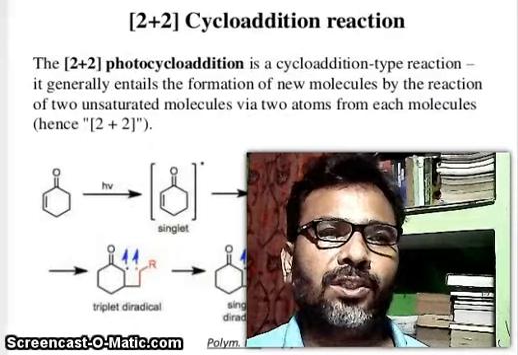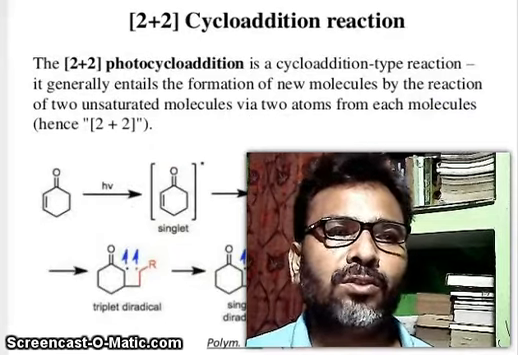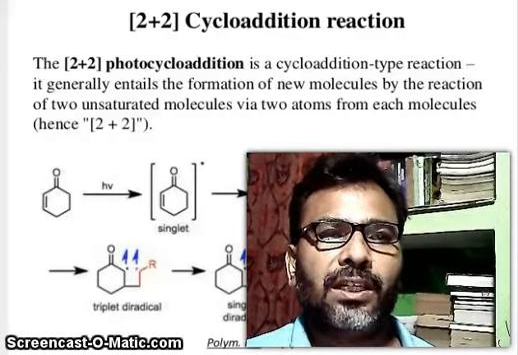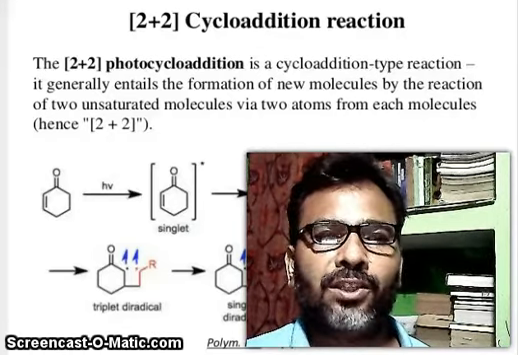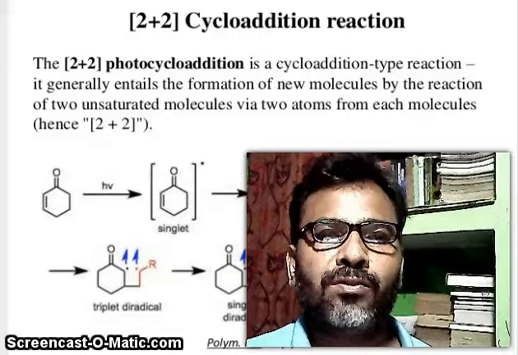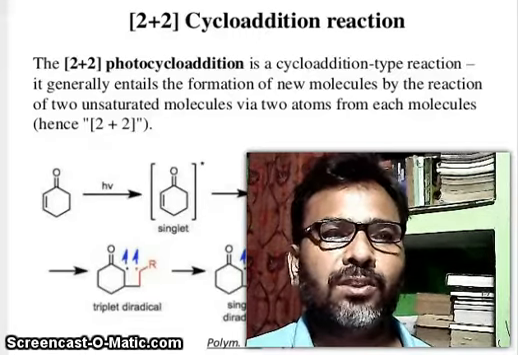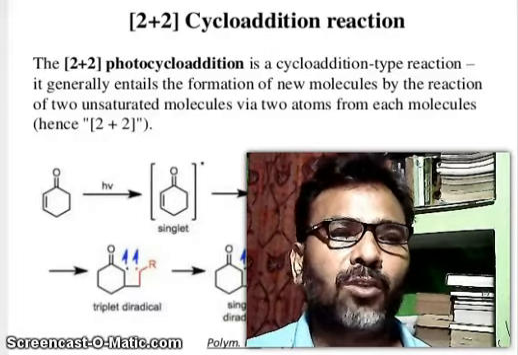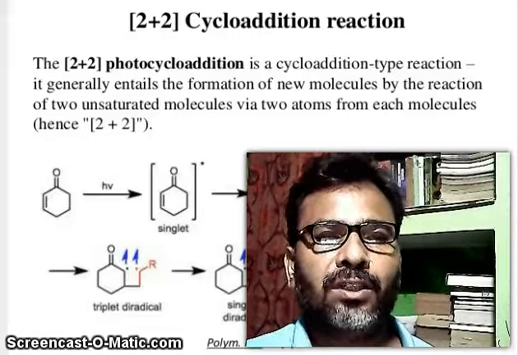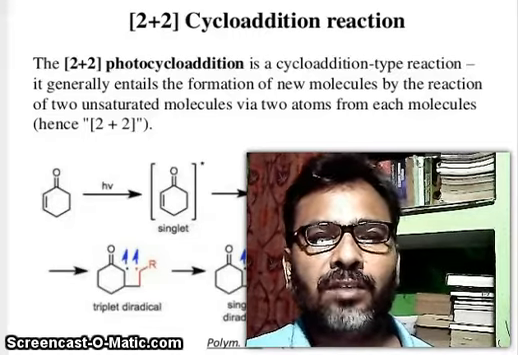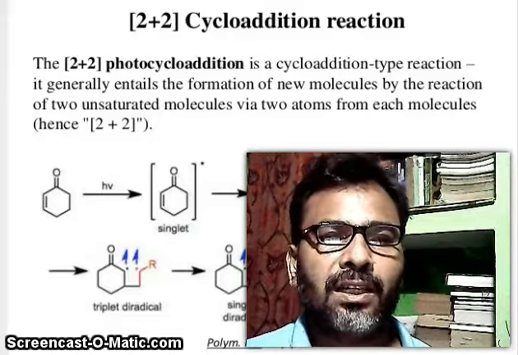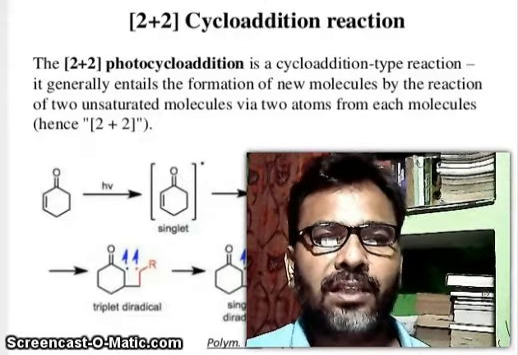2+2 cycloaddition reactions. The 2+2 photocycloaddition is a cycloaddition type reaction. It generally entails the formation of new molecules by reaction of 2 unsaturated molecules via 2 atoms from each molecule, hence 2+2. So look at the molecule under light forming singlet, singlet converted into triplet, triplet converted into triplet exciplex, and triplet diradicals, and singlet diradicals, and then cycloaddition.